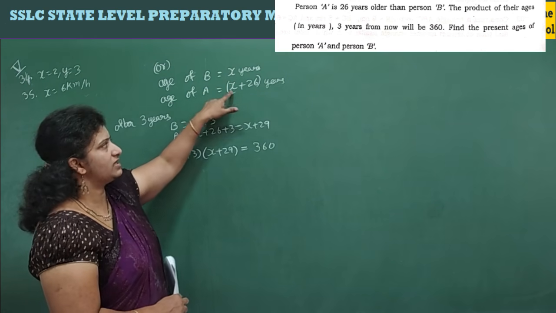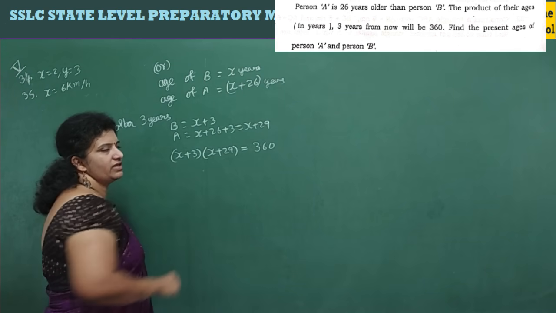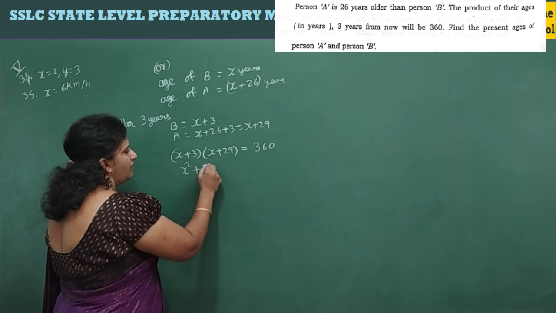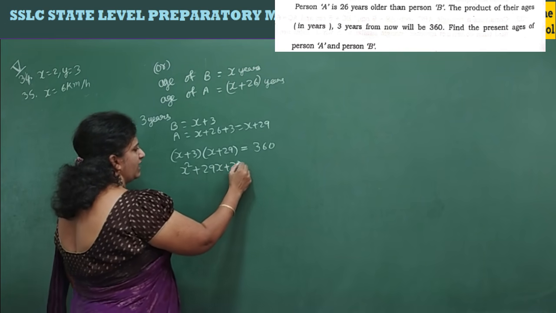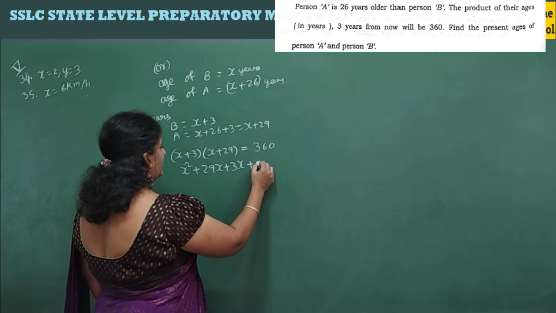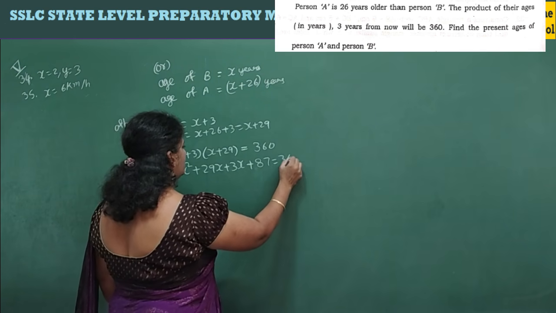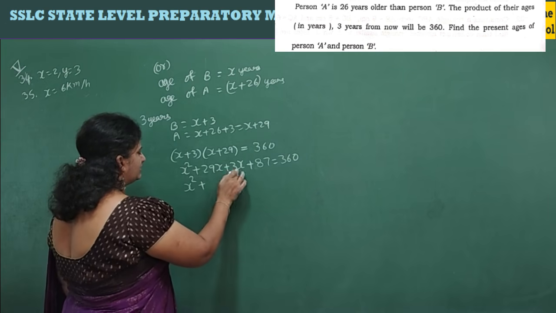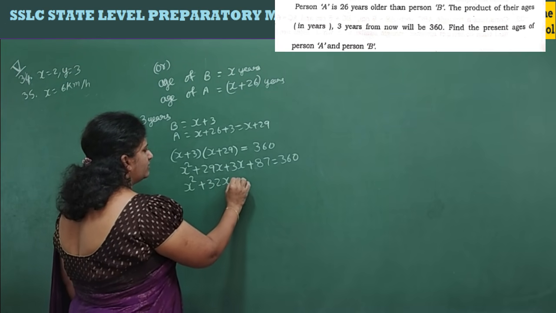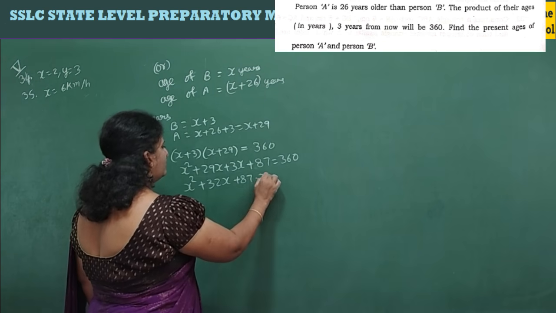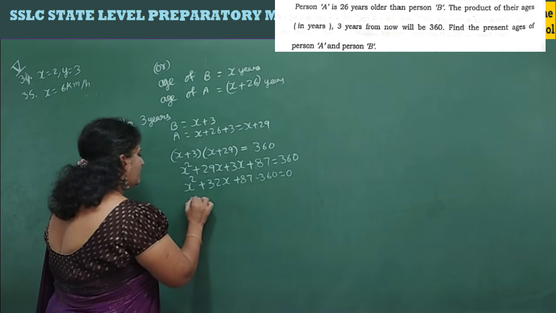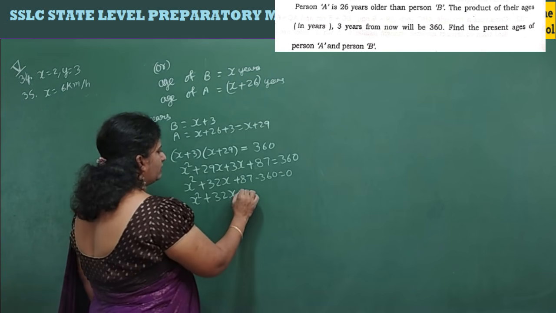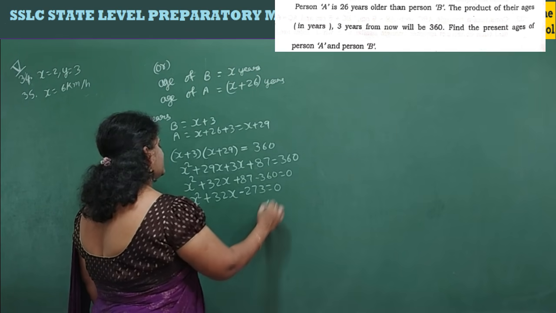Find the present age of person A and B. That means you need to find x and x plus 26. If you simplify this, you are going to get x value. Let us start. Multiply this. x square plus 29x plus 3x plus 3 into 29 is 87, equal to 360. x square plus 29 plus 3, it will be 32x plus 87, bring this side, minus 360 equal to 0. x square plus 32x, 87 minus 360, it will be minus 273 equal to 0.